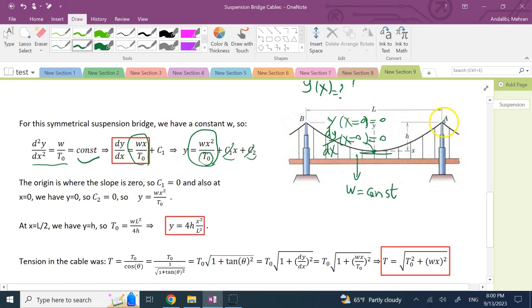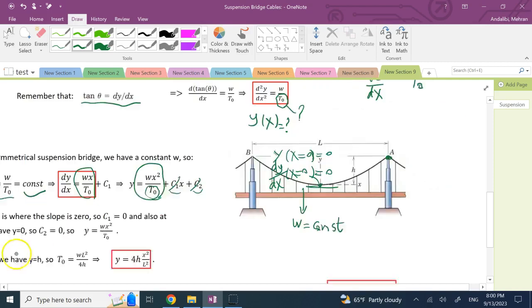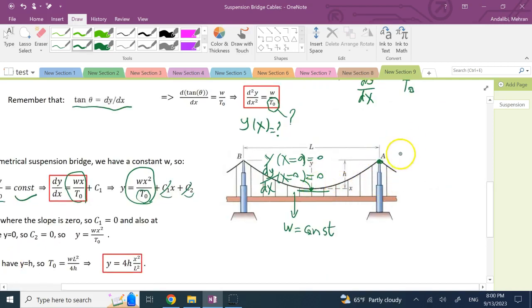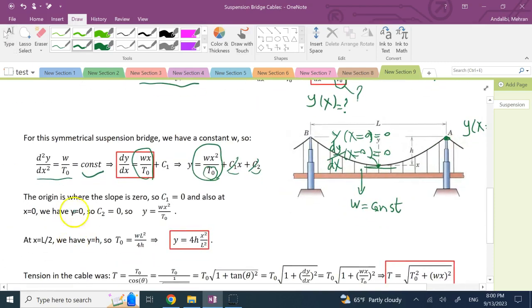Well, I have another condition, and that is this point. Here, at x equal L over 2, y is h. So y at x equal L over 2 is H, as you can see. And if I plug y and x here, I can find my T naught. So this is that constant T naught that we talked about.